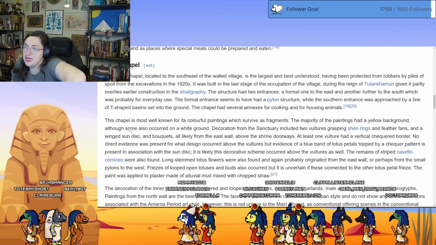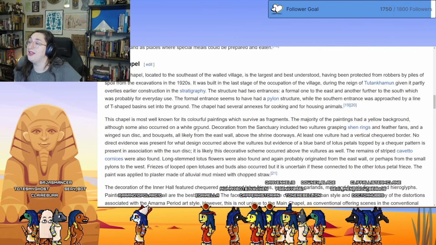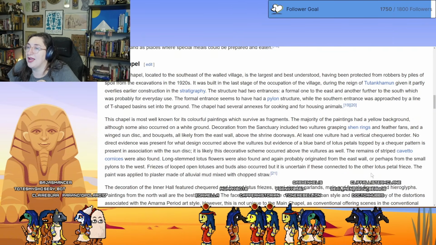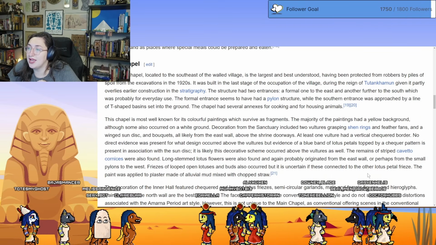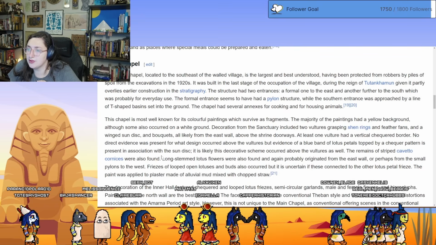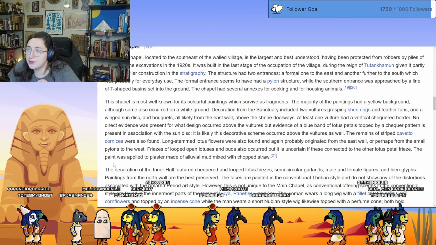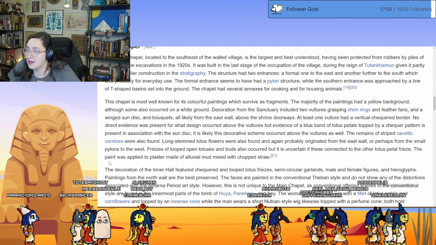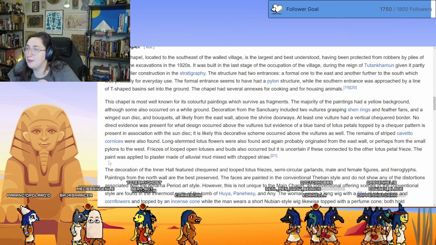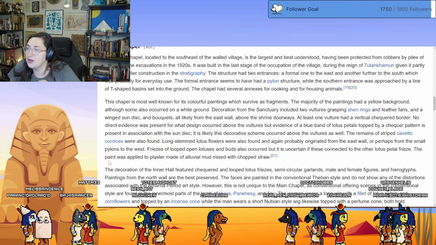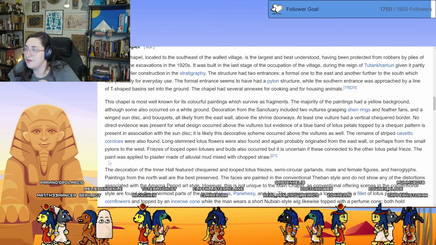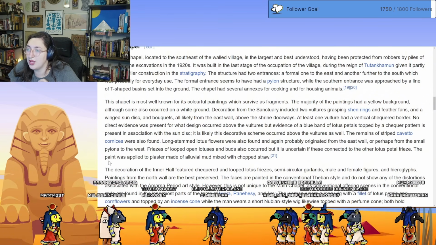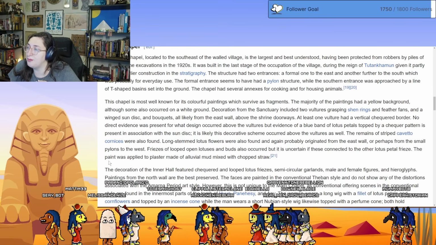The formal entrance seemed to have a pylon structure, with the southern entrance approached by a line of T-shaped basins set in the ground. The chapel had several annexes for cooking and for housing animals. It's most well known for its colorful paintings, which survive as fragments. The majority of the paintings have a yellow background, although some occurred on a white ground. Decoration for the sanctuary included 2 vultures grasping shen rings and feather fans, and a winged sun disk and bouquets, all likely from the east wall above the shrine doorways.